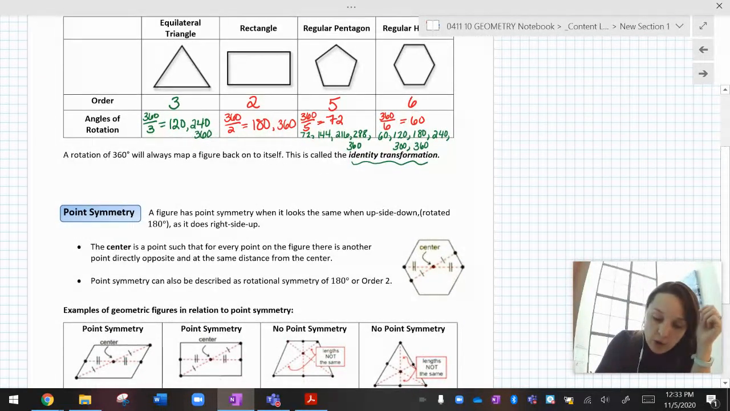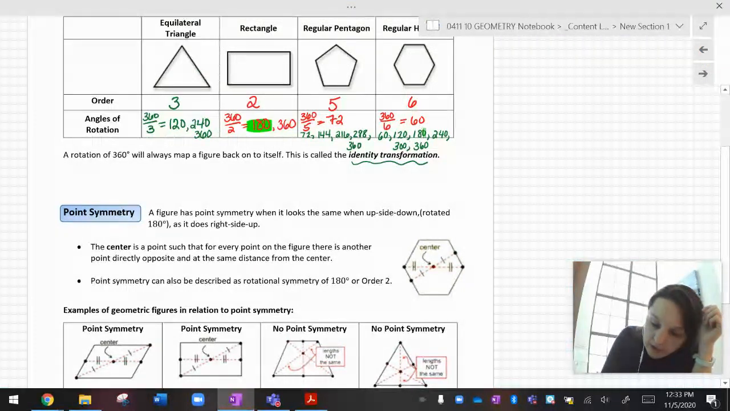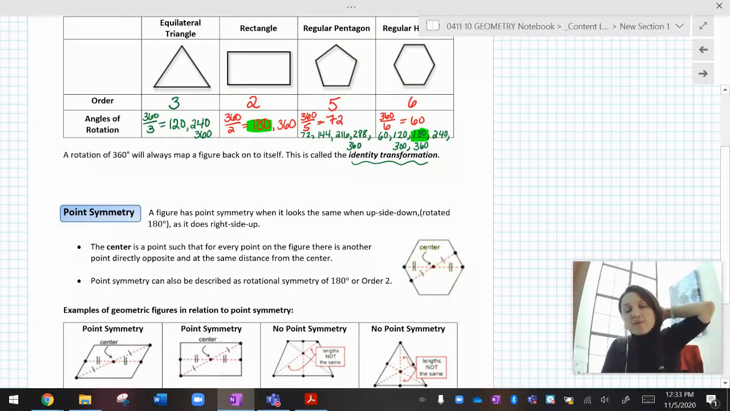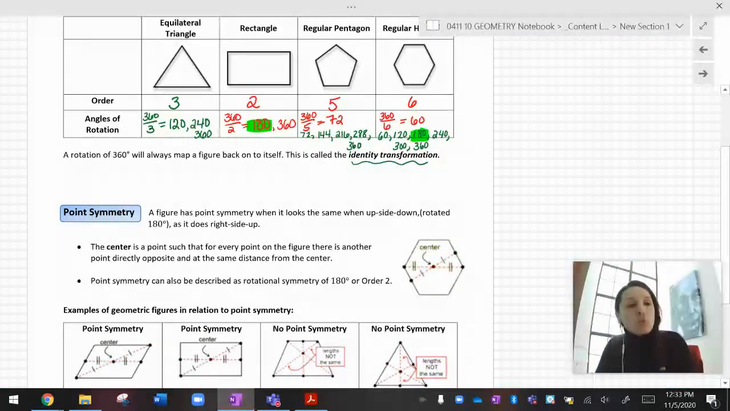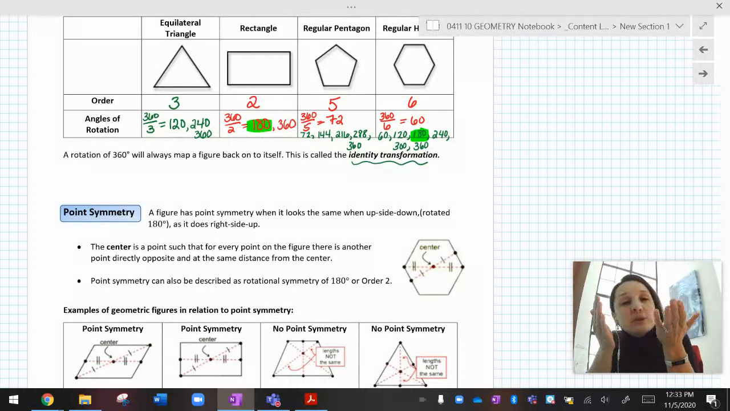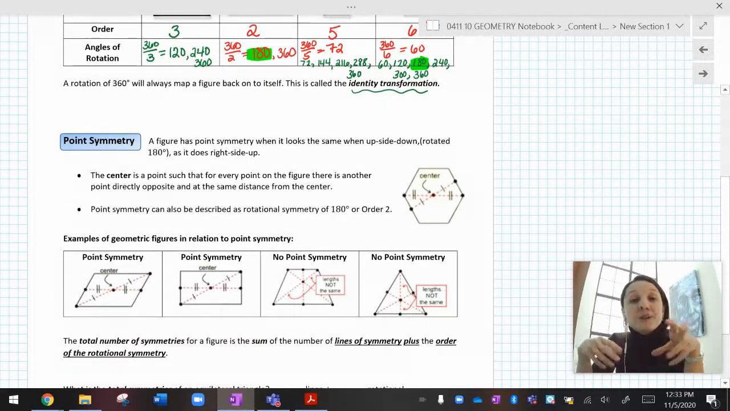Now, a couple of these, namely this one and this one, have 180 degree rotational symmetry. That means it looks the same right side up and upside down. Okay, and things that look the same right side up and upside down are said to have, there we go, point symmetry.